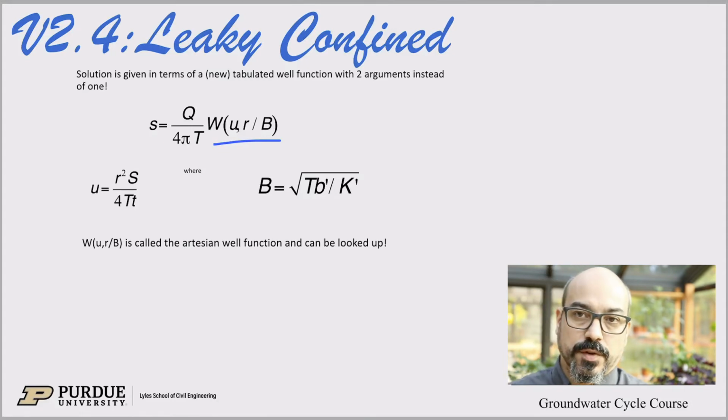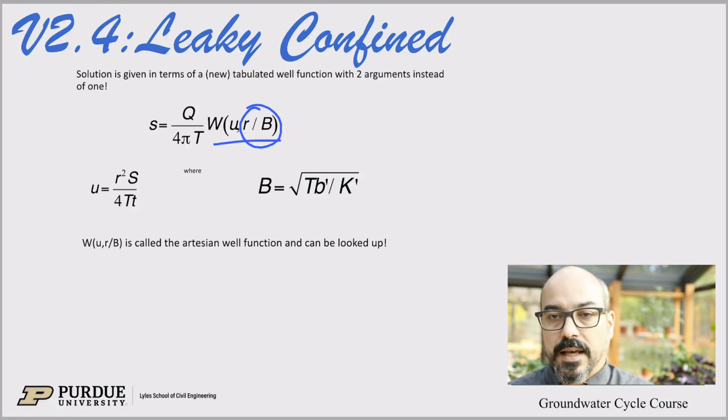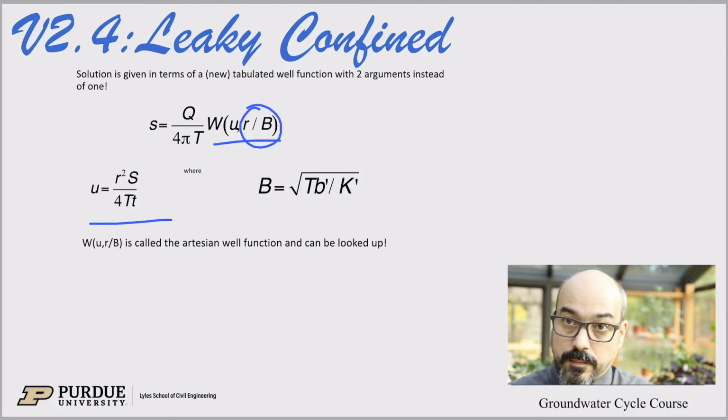Remember, the Wells function for the confined aquifer was just W of U, right? There was just that one U argument in that function. Well, now we'll have a family of curves that have U and then R over B as a second argument. So we'll have a family of curves. Now the good thing is we can read from our type curve the arguments that we need, right?